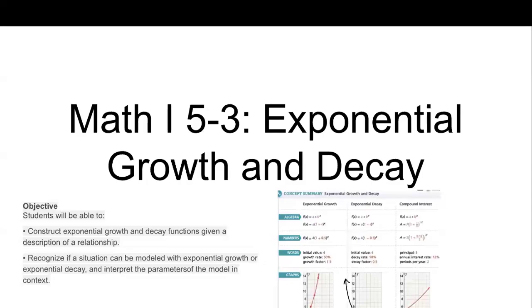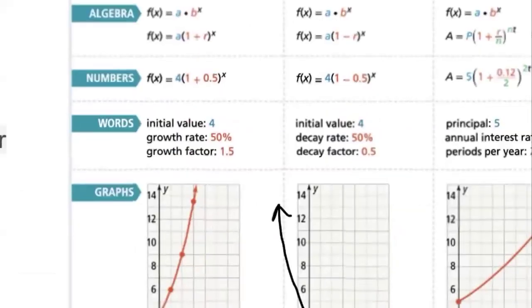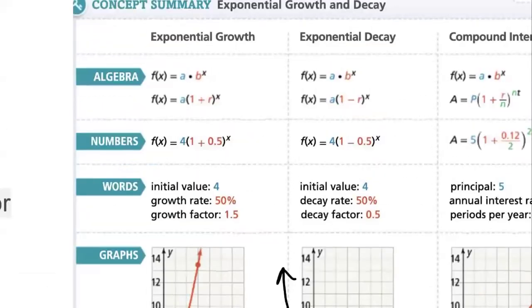Okay, so 5-3, exponential growth and decay. This one will require you to follow the formula, whether your equation is going up, exponential growth, or down, exponential decay. And then I don't think we'll get to the word problems. You'll learn it in math too, so I'm not really that worried about it. With regards to compound interest, really the only ones you need to focus on are exponential growth and exponential decay.